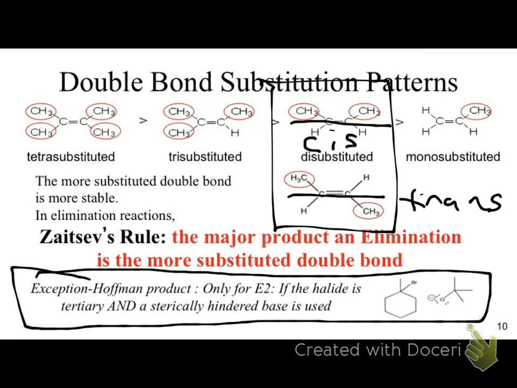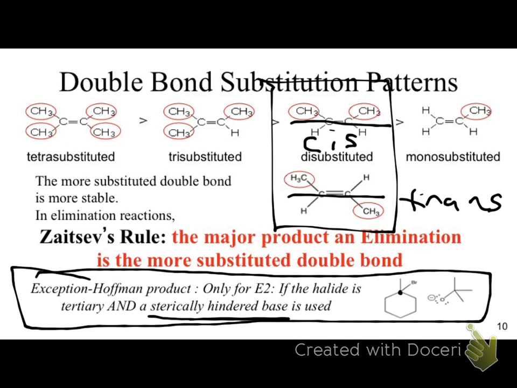You can end up forming the less substituted double bond if the halide that you're using is extremely sterically hindered. So we're looking at a tertiary halogen. So in this case, we've got that cyclohexane, and if you zoom in or look real carefully at that bromine, the carbon that bromine's attached to has how many carbons attached to it? 3, so it's tertiary.